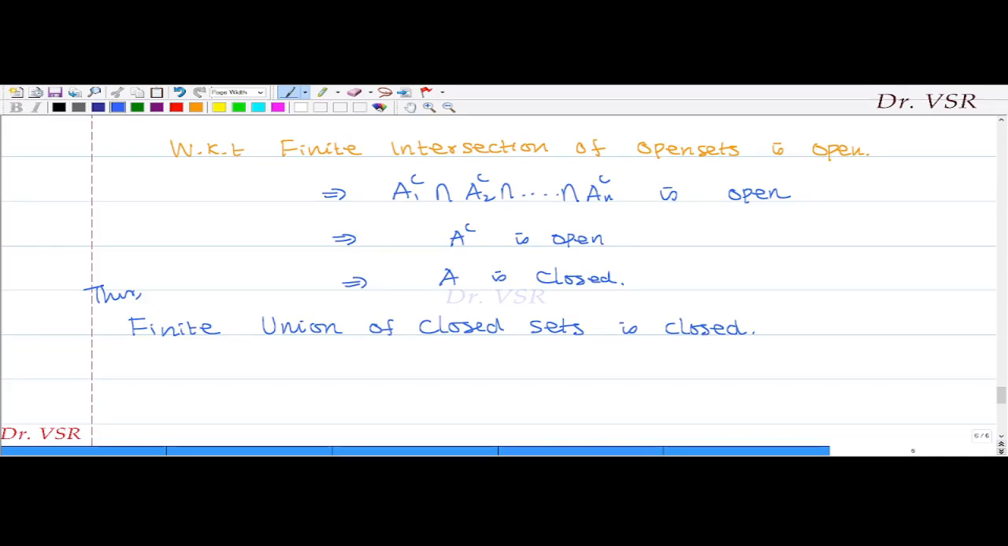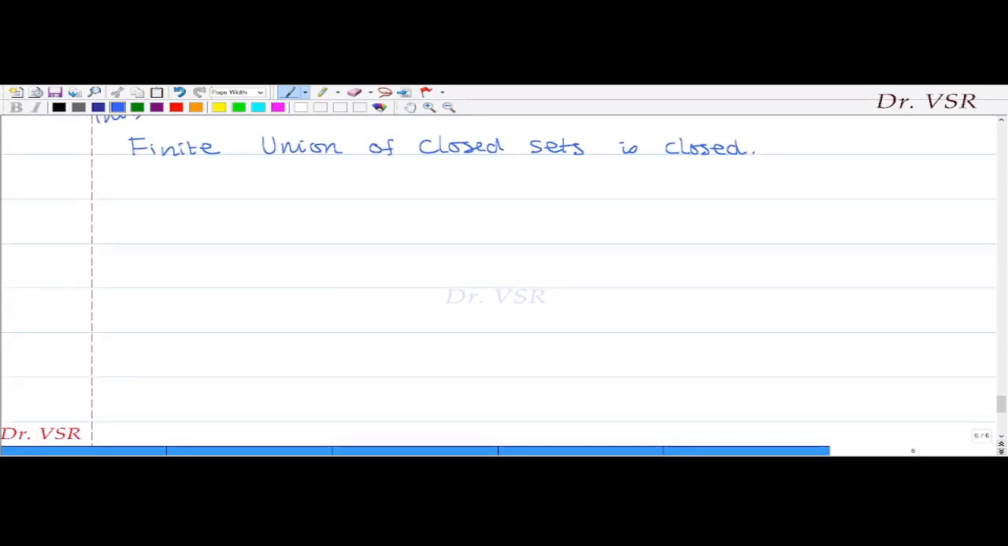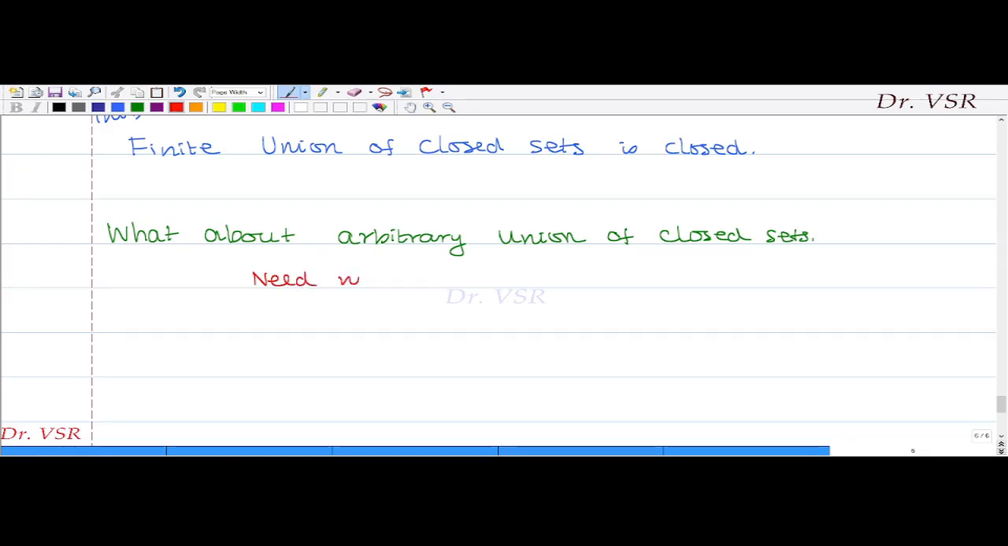Now the next immediate question is, what about an arbitrary union of closed sets? The answer is, it need not be closed. Is it enough to give an example? So we'll go for an example.